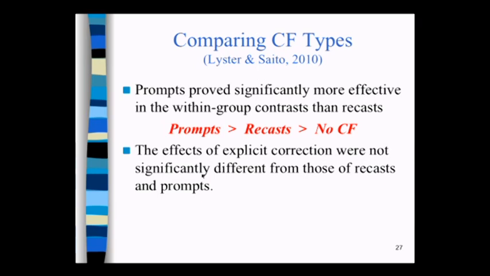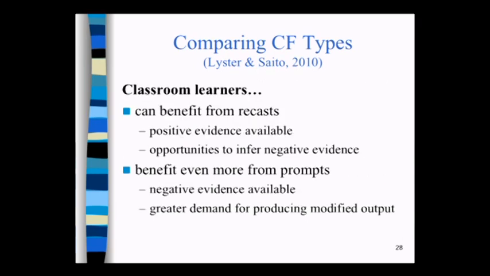In the within-group analysis, there was a significant difference between prompts and recasts, showing prompts to be significantly more effective than recasting. But we didn't really find any differences between prompts, recasts, and explicit correction. So again, this is a similar conclusion to the one that we made in Lyster and Izquierdo, that learners do benefit from recasts. I think they're benefiting from the positive evidence available, and also from the opportunity to infer negative evidence.